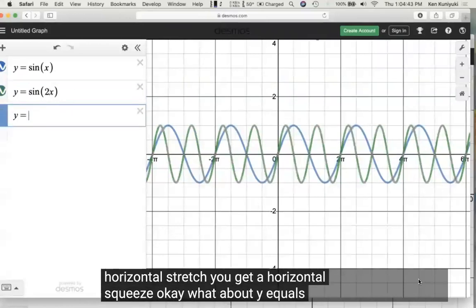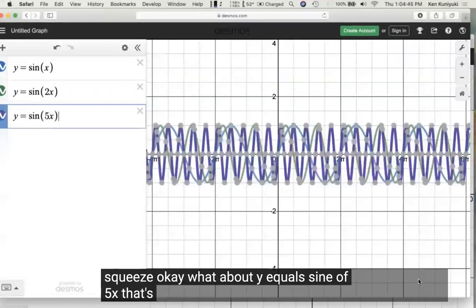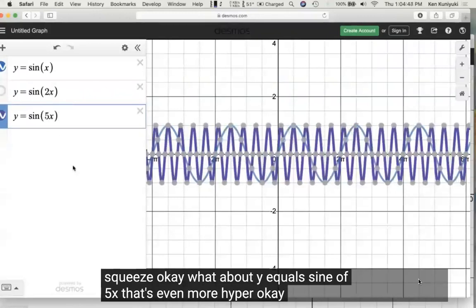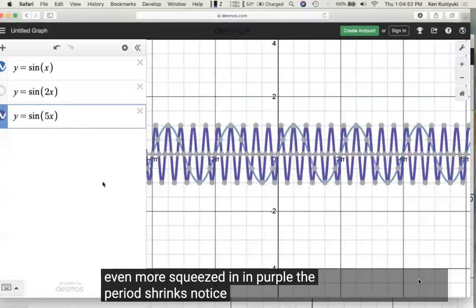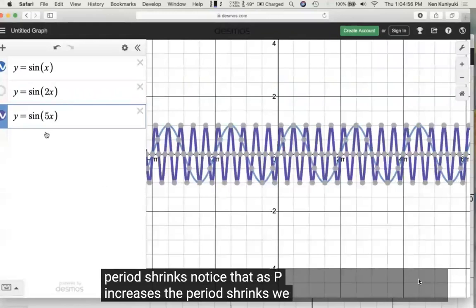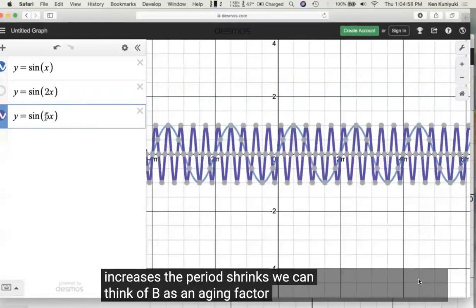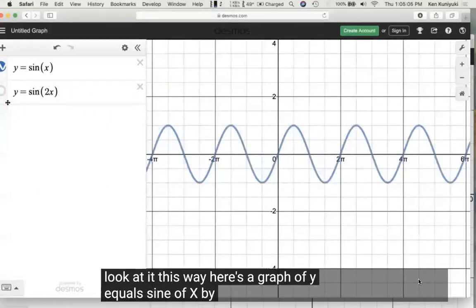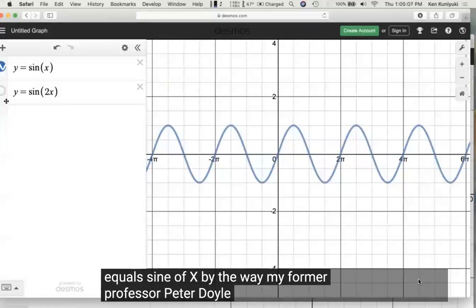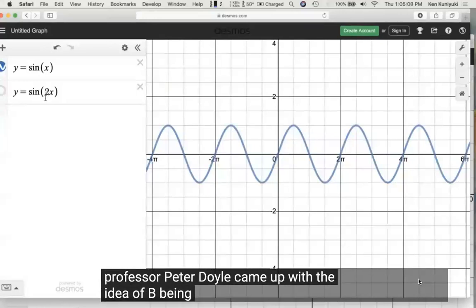What about y equals sine of 5x? That's even more squeezed, in purple. The period shrinks. Notice that as b increases, the period shrinks. We can think of b as an aging factor. In fact, look at it this way. Here's a graph of y equals sine of x. By the way, my former professor, Peter Doyle, came up with the idea of b being an aging factor.